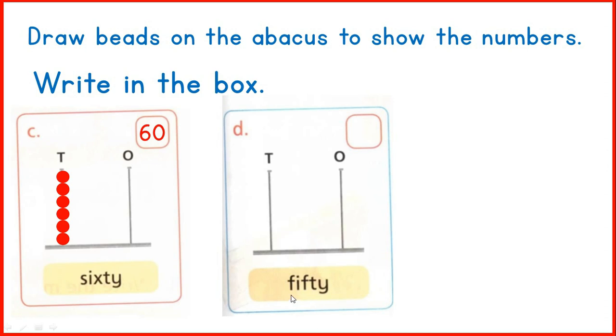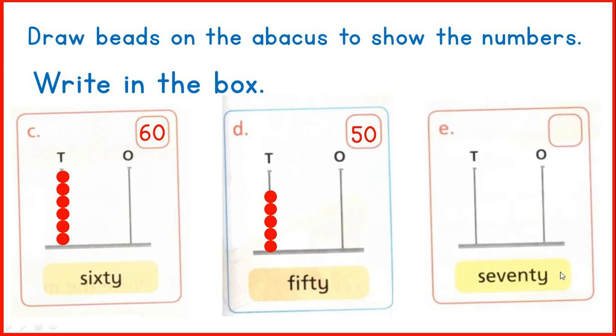Now look at D part. 50. Now read this word 50. 50 means you have to draw 5 beads on the tens rod like this: 1 2 3 4 5. Now you have 5 tens, and 5 tens means 50. Now right here 50.